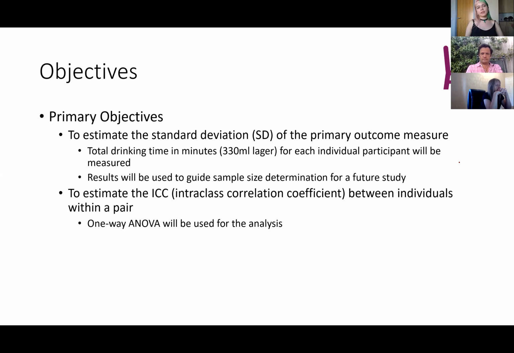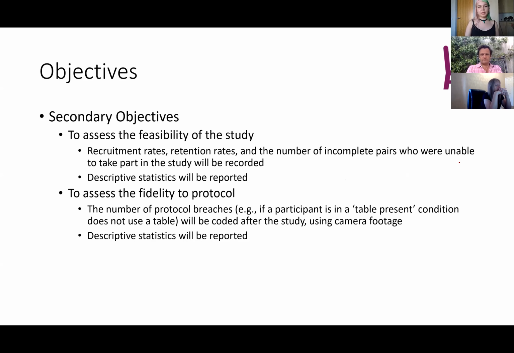Secondary objectives are to assess the feasibility of the study and fidelity of the protocol. And we'll assess the feasibility by recording recruitment rates, retention rates, and the number of incomplete pairs that were unable to take part. So, for example, when only 1 person from a pair came to the study, and obviously they can't take part.